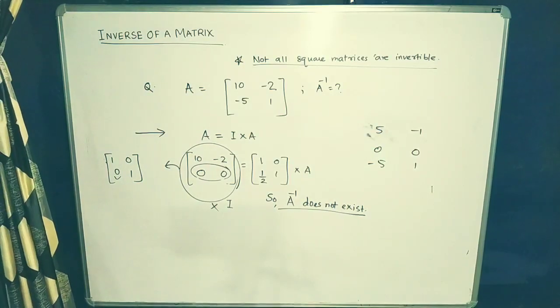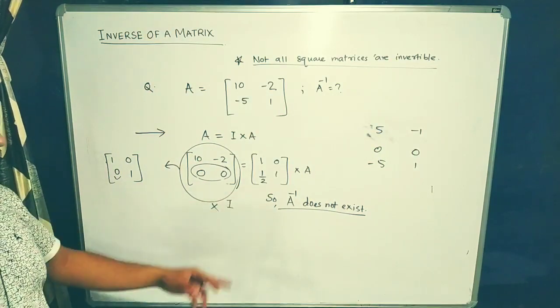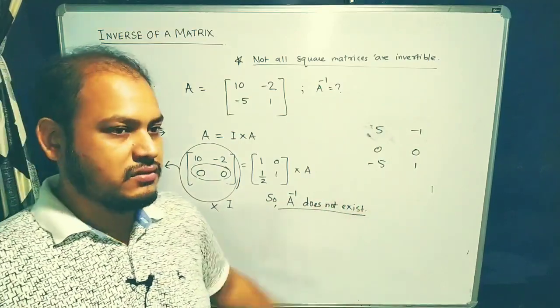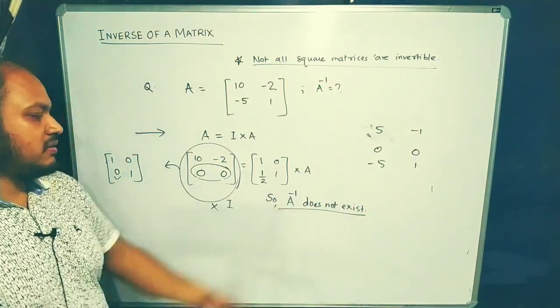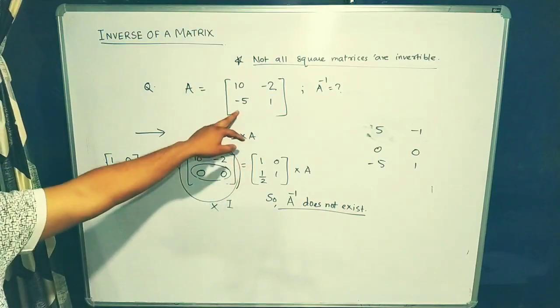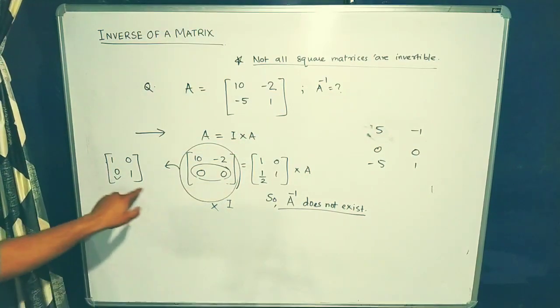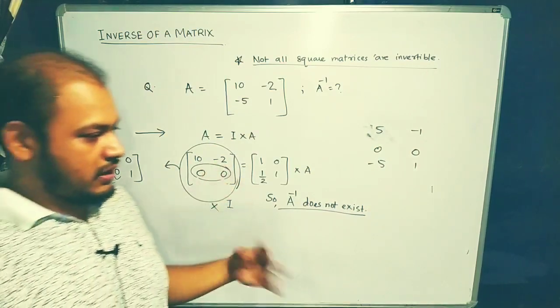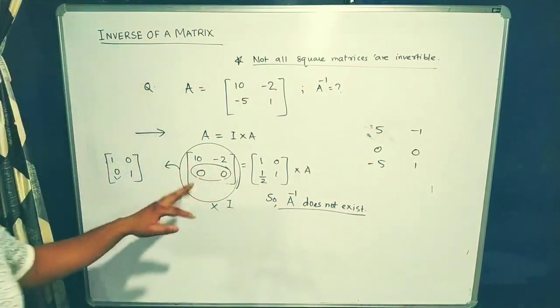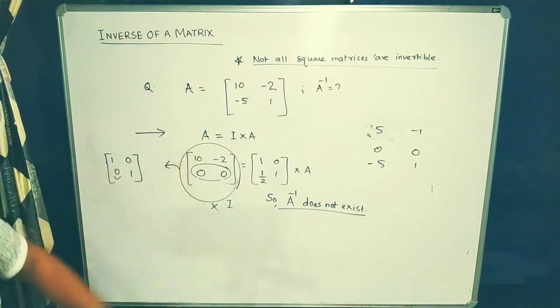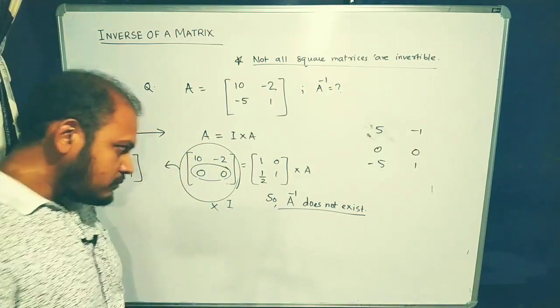So it is clear to you that we cannot find out the A inverse because A inverse does not exist. There is no matrix such as an A inverse that is existing for the given matrix. We cannot make this left hand side an identity matrix by any row or any column operation. Whatever operation you do, you will never make it an identity matrix because the entire row becomes a 0. How can we make it?